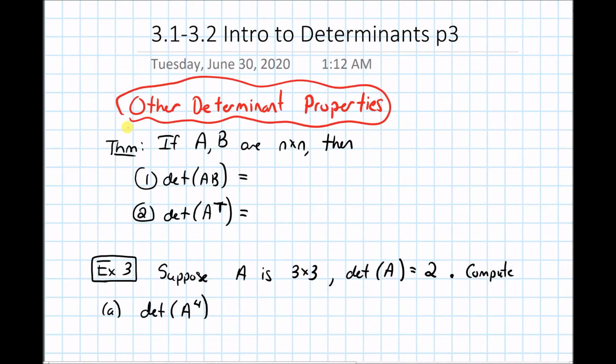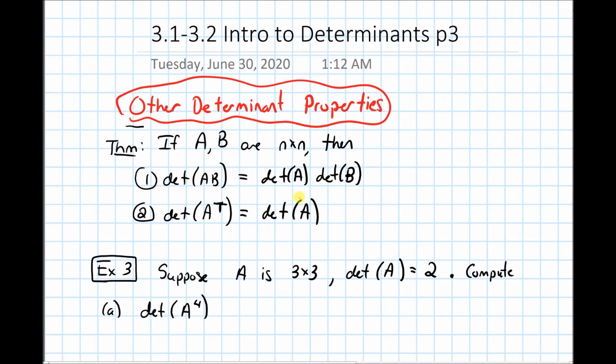In this video, I want to talk about some other properties of determinants. So I want to state a theorem. If A and B are both n by n matrices, then the determinant of A times B is equal to the determinant of A times the determinant of B. And secondly, the determinant of A transpose, it turns out, is the same thing as the determinant of A. I'm not going to prove this theorem.